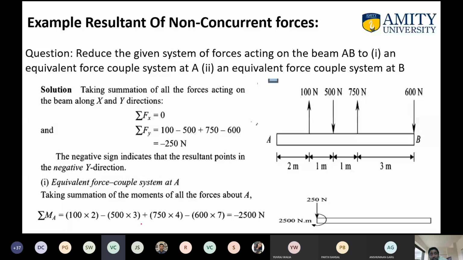If it is negative clockwise, then they are taking positive anti-clockwise, I think. So this is how you have to make the equivalent couple system at A. Similarly, can you do it for B? Yes, sir, it's coming 750. This is how you have to make it for A and B.